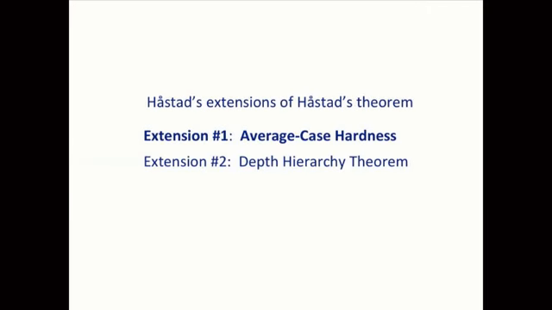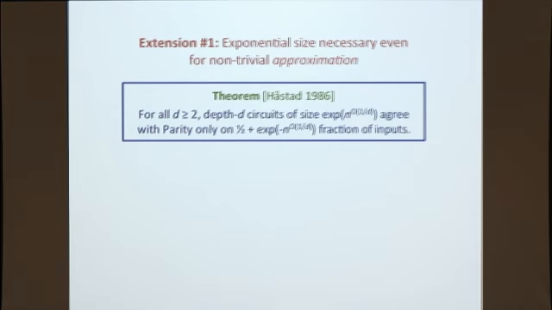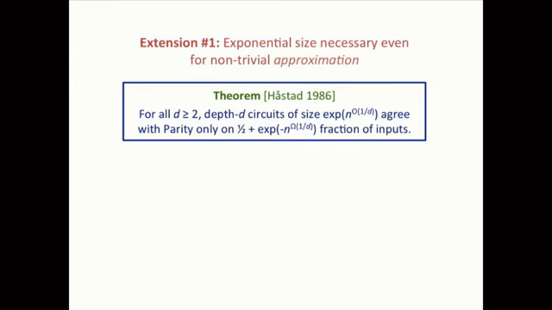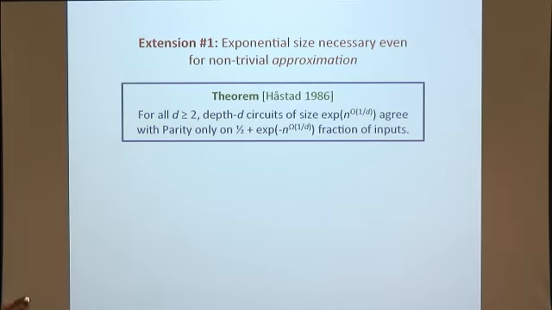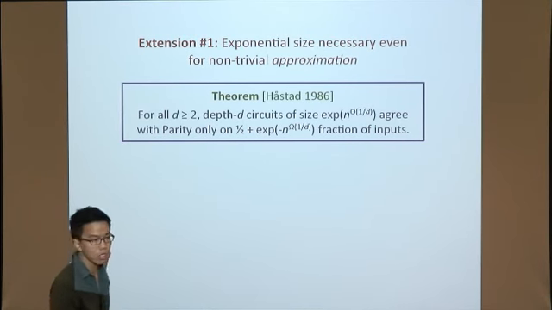Okay, the first is average case hardness. So in fact, he proved something stronger. Two slides ago, I showed that constant depth circuits of what seems like large size cannot compute parity. In fact, he shows in his thesis that depth d circuits of the same size, 2 to the n to the 1 over d, agree with parity only on a half plus little o(1) fraction of inputs. And in fact, the little o(1) is very strong, an exponentially small fraction of inputs. So this is hopefully clearly an extension. Two slides ago, I said that such circuits cannot compute parity. This gives me more information. It says that such circuits cannot even correlate with parity.